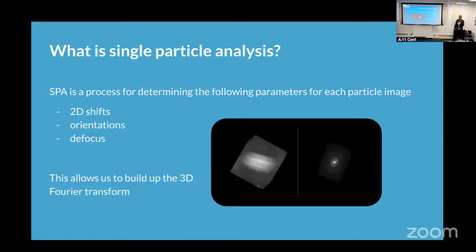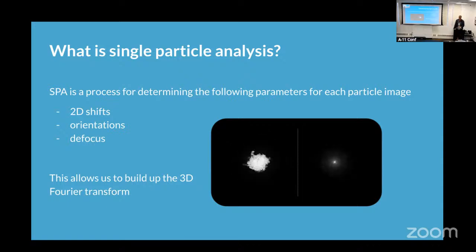Okay, and so single particle analysis is the process of determining the shifts that you need to apply to each particle image, and the relative orientations of those Fourier slices as you build up the Fourier transform. And then because we're imaging in an electron microscope, there's also a set of electron optical aberrations that we need to correct for. Defocus is the main parameter that dictates the form of those aberrations, the contrast transfer function. And so we also need to know the defocus associated with every particle image.